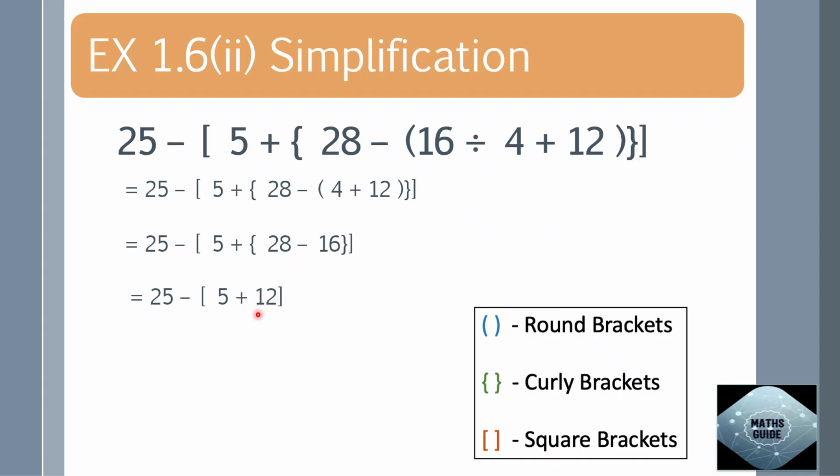As we have a single answer again, we will remove this curly bracket and now we have the square bracket, and within the square bracket we have 5 plus 12. So we have 25 minus 17 and the final answer is 8.